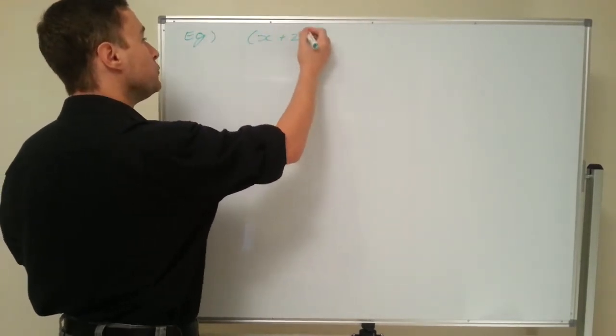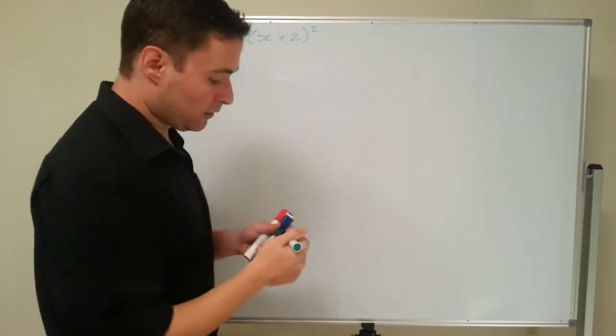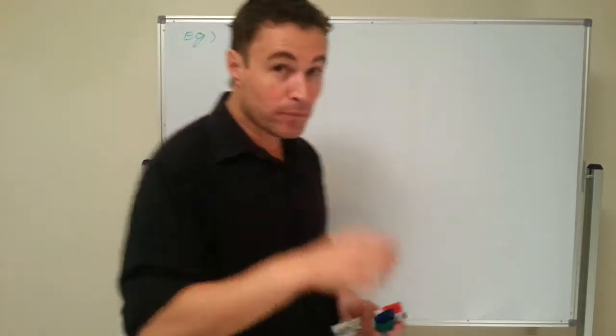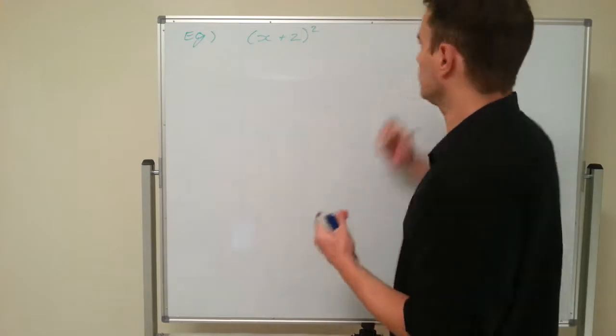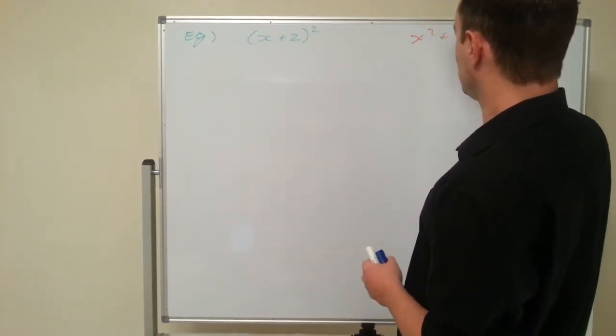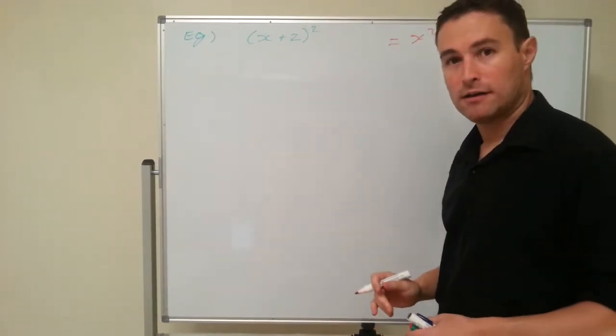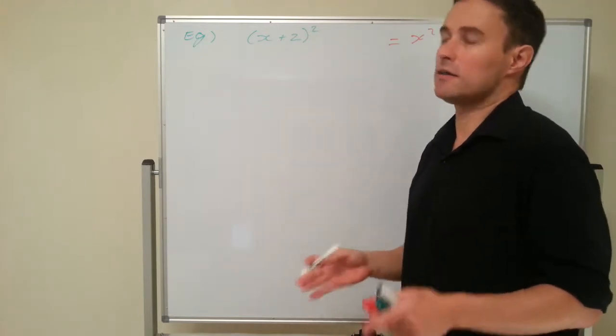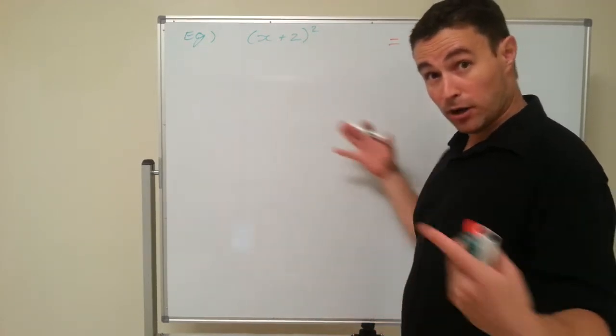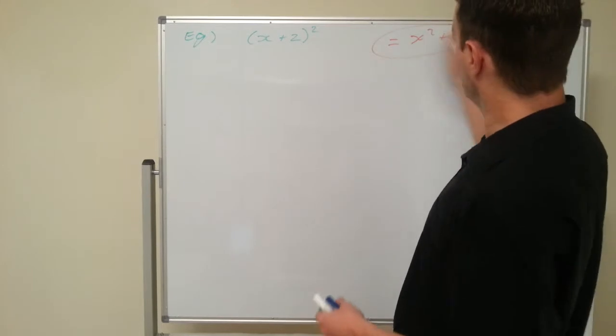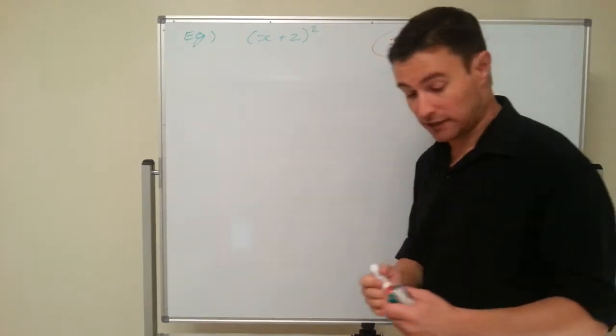x plus 2, squared. Now a lot of people do this, and one of the most common mistakes I see is this: x squared plus 2 squared. They think they can just distribute the square. You cannot, because when we look at multiplying this out, you'll see what happens. This is not right.